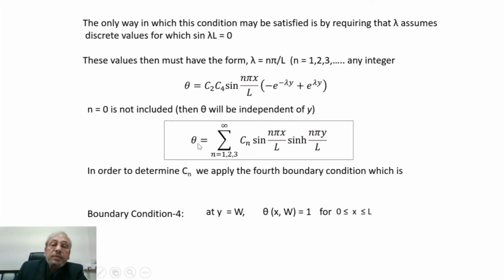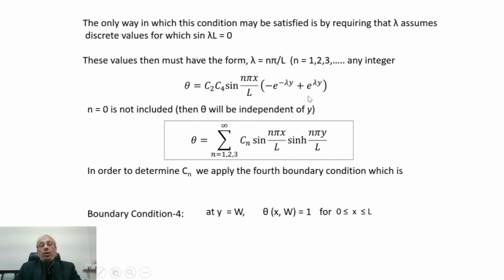So theta is given by the series, n equal to 1, 2, 3 up to infinity, any integer. C2, C4, etc. are clubbed into Cn, and then sin n pi x by L into sin hyperbolic, because this part will be sin hyperbolic n pi y by L.